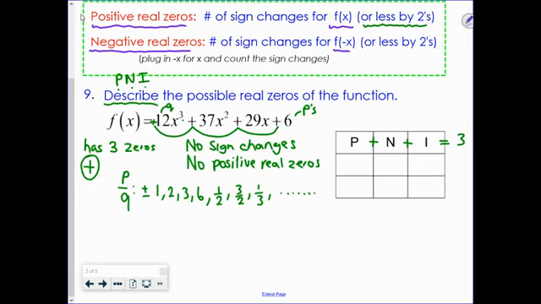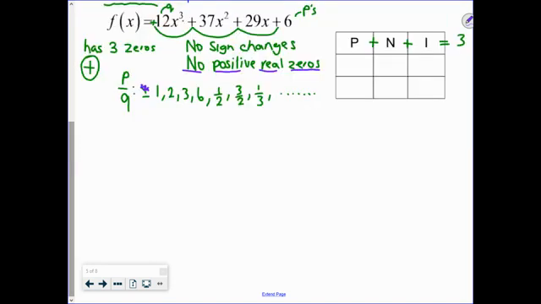What Descartes' Rule of Signs has told me is there are no positive real zeros. So it's cut my work in half. When I'm guessing and checking, I wouldn't have to look at any of the positives. None of them are going to give me a 0. All I'd have to do is try the negatives. So it really can cut down on your work. Okay, hopefully this one's got some negative zeros.